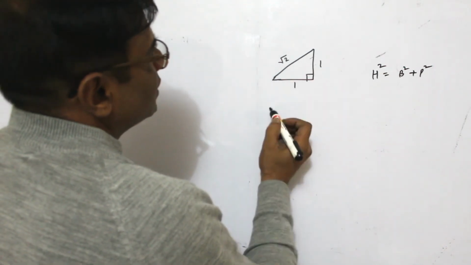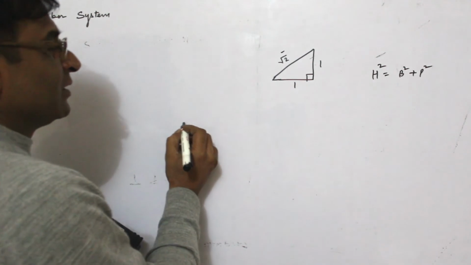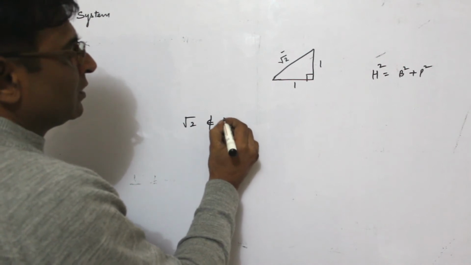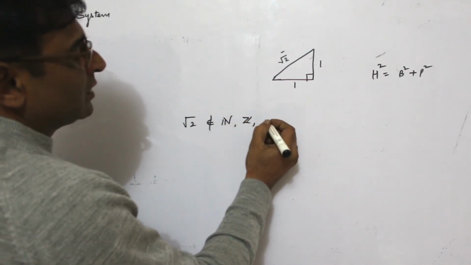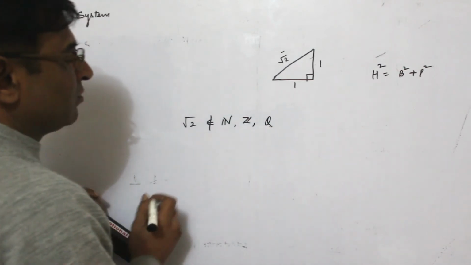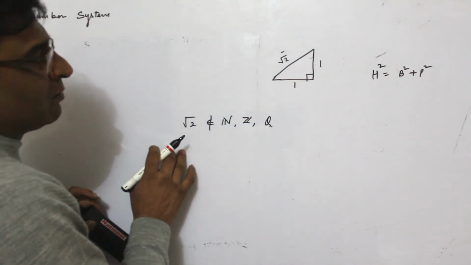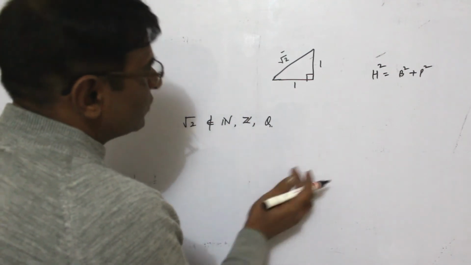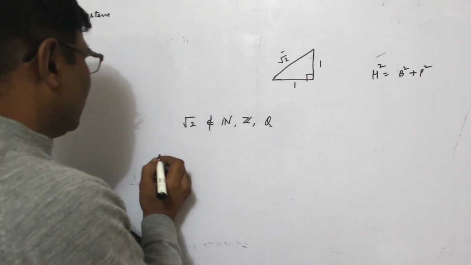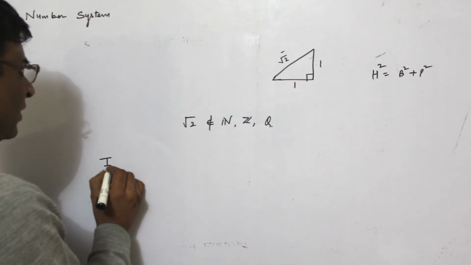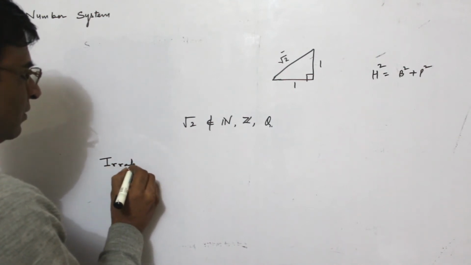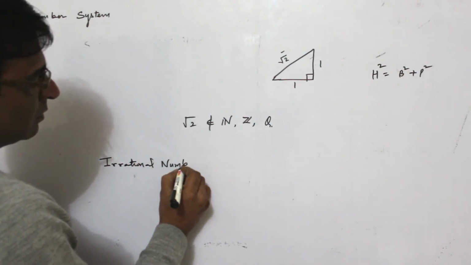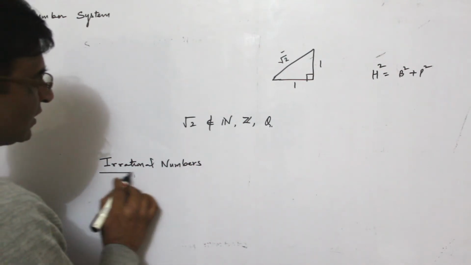Now the Pythagoreans noticed that under root 2 is not a natural number, neither an integer nor a rational number. So they thought that there are still numbers which are not yet covered by these three sets, and a new set came into existence that we call irrational numbers. Now what is the definition?